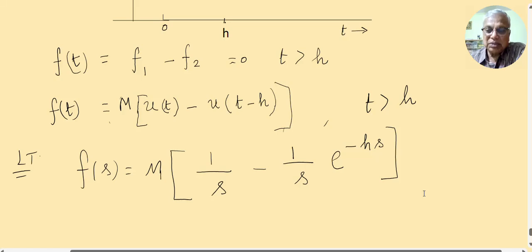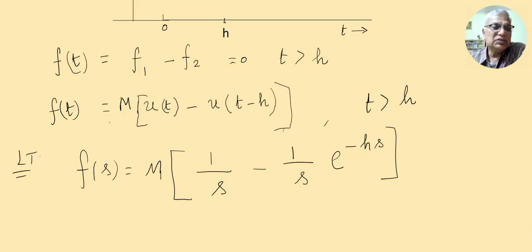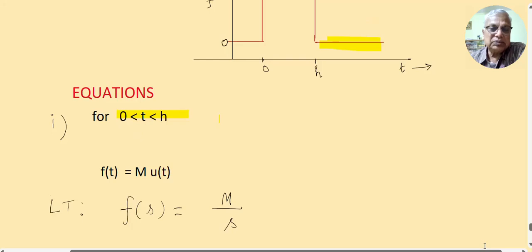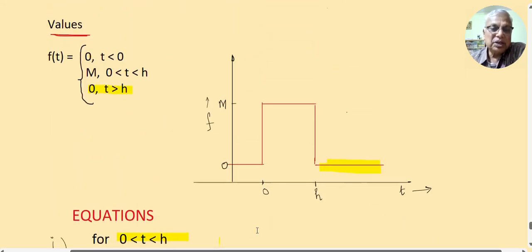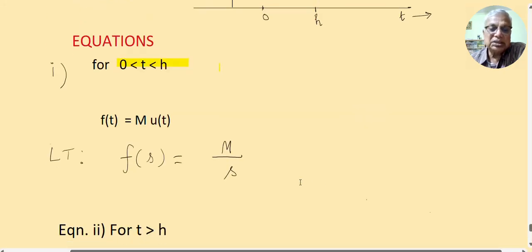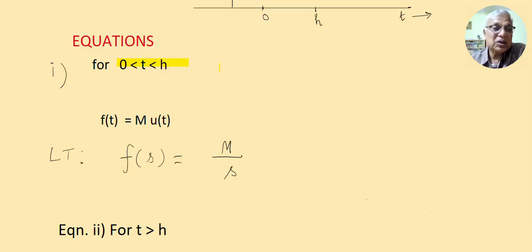So this is the Laplace transform of this function. This pulse function will have two equations, one for the period lying between 0 and h. In this period, it is a simple step function: f of t equal to m into u of t, and its transform is m by s.